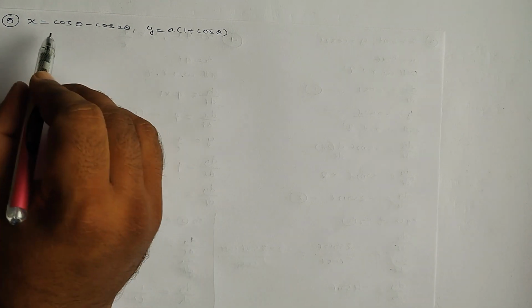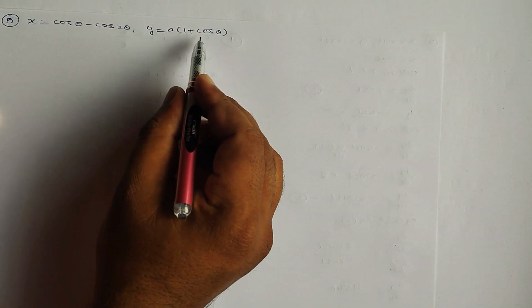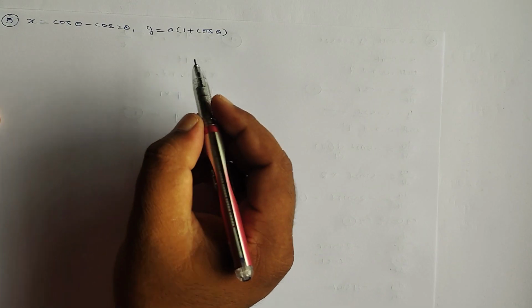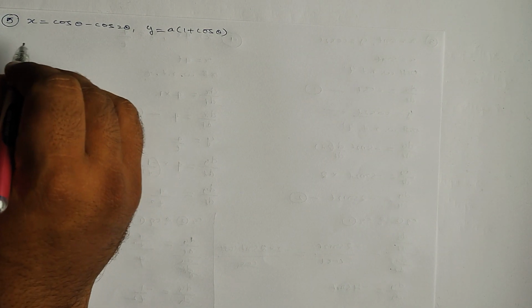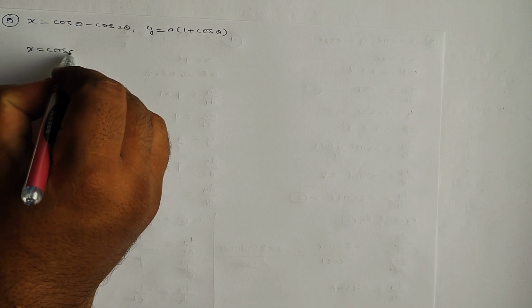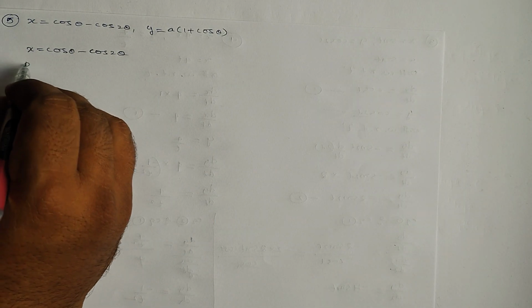Question number 5: x is equal to cos theta minus cos 2 theta, and y is equal to a into bracket 1 plus cos theta. Now take x is equal to cos theta minus cos 2 theta. Differentiate with respect to theta.